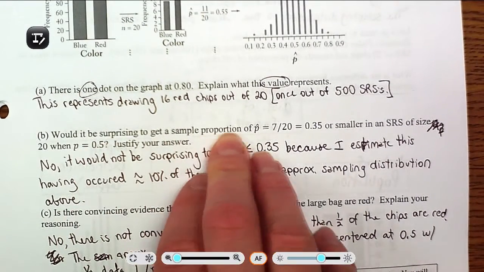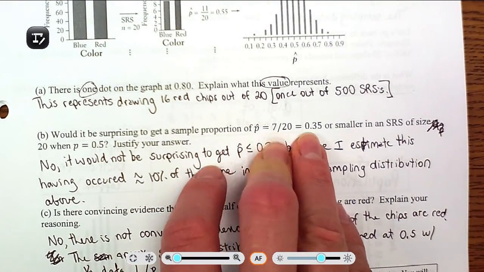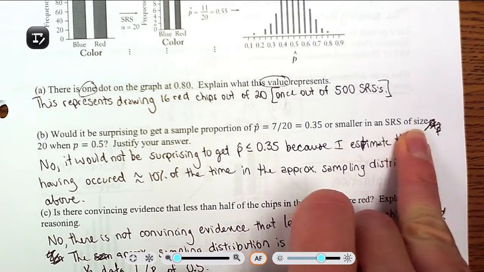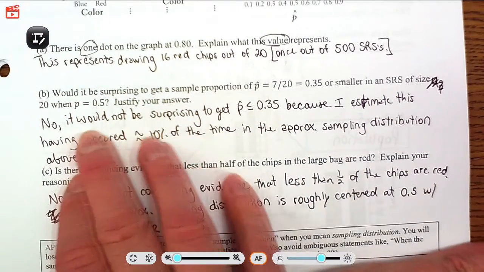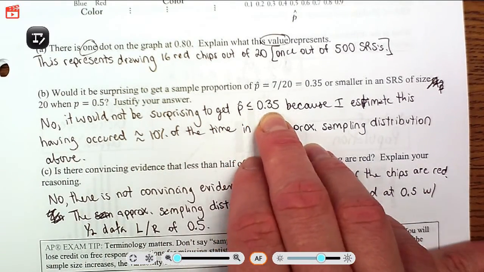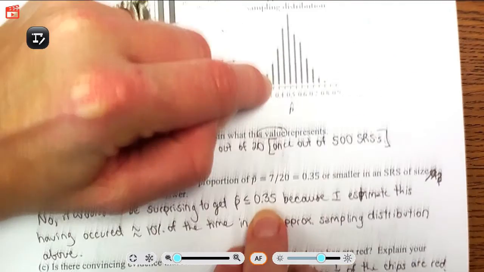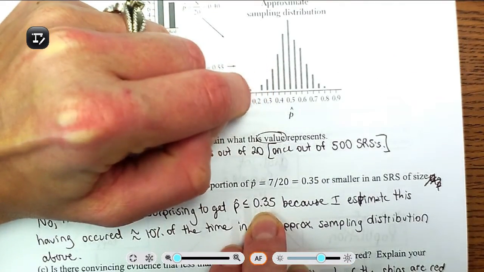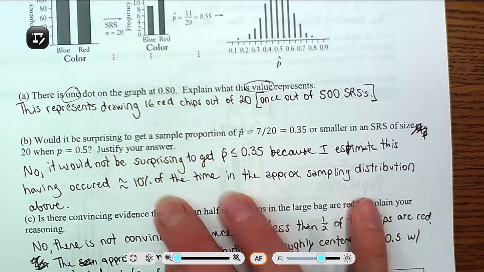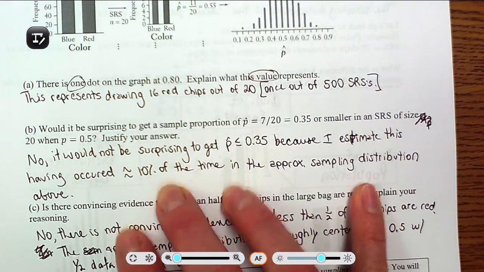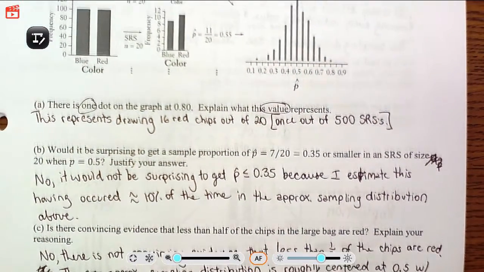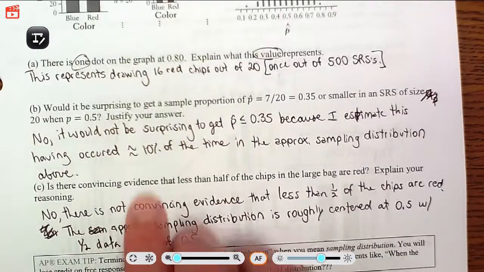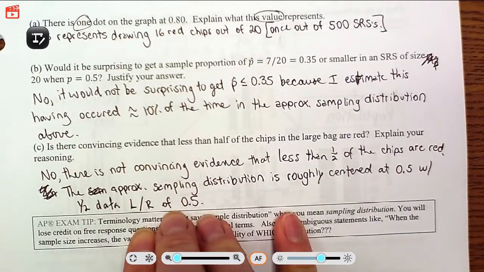Would it be surprising to get a sample proportion of 7 out of 20, which is 0.35, or smaller in an SRS of size 20 when p equals 0.5? Justify your answer. No, it would not be surprising to get a proportion less than or equal to 0.35, which starts here and works down, because I estimate this occurring about 10% of the time in the approximate sampling distribution above. In a real AP question, that would be a little more easy to determine, that actual percent of the time. Is there convincing evidence that less than half of the chips in the bag are red? And explain your reasoning.